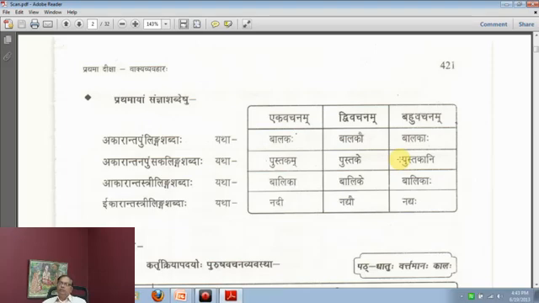But in the Prathama and Dvitiya, it is different. Pustakam, Pustake, Pustakani, Pustakam, Pustake, Pustakani. Then it takes the same root of Pullinga Shabda.